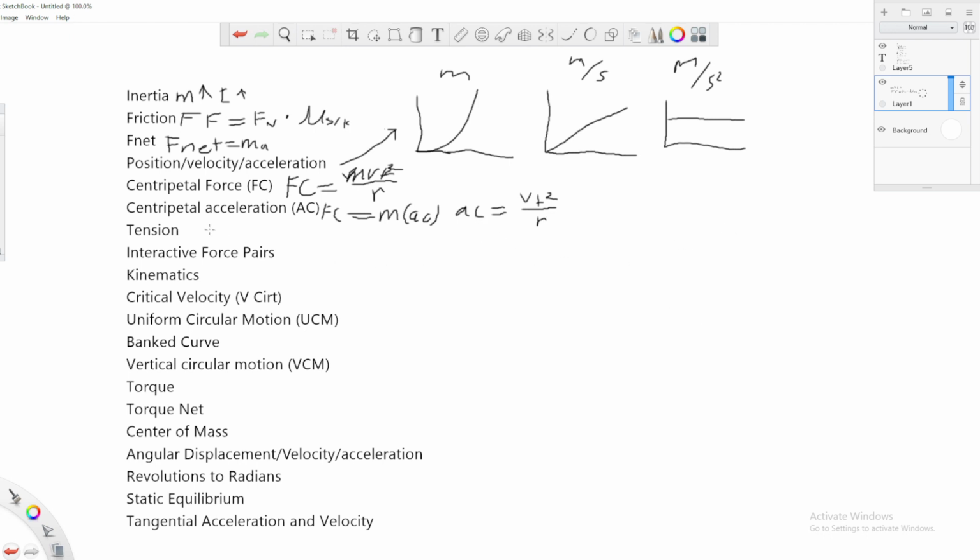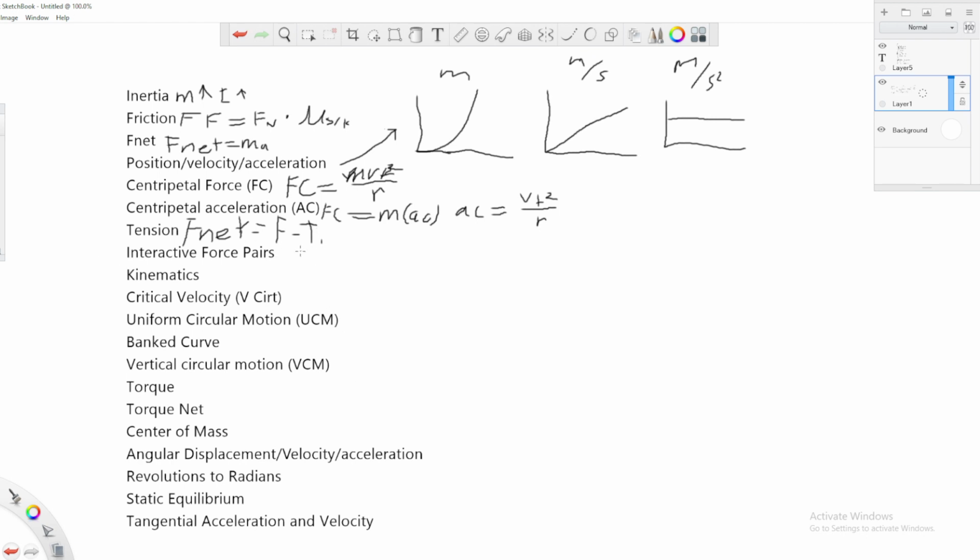Moving on to tension, just remember that you're going to use F net for that one, for your whole system, to get your acceleration. Once you get your acceleration in this equation, you can do tension for one object, and then you can do your force. Most of the time it's going to be your force of Earth minus your tension force. You can solve from there.